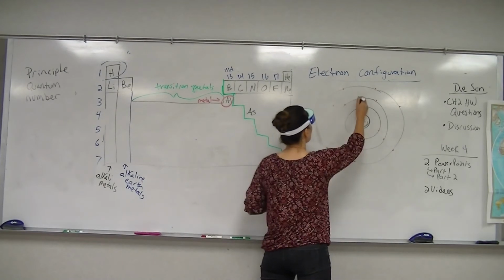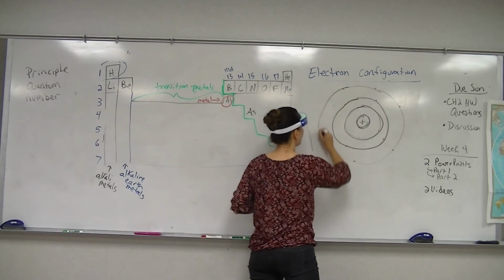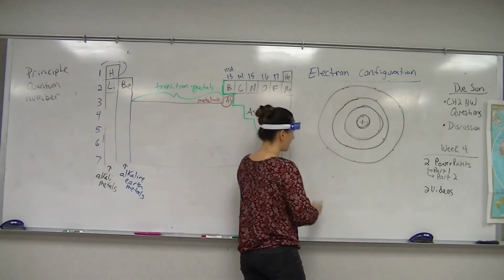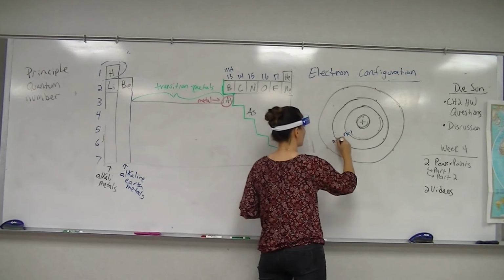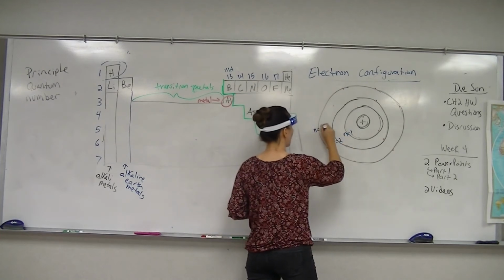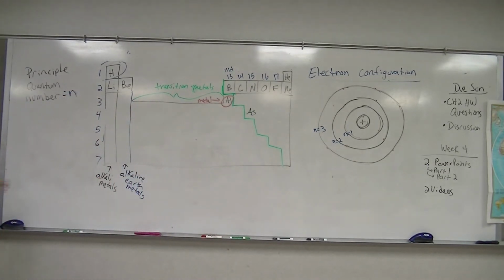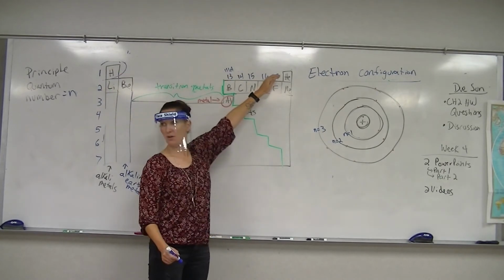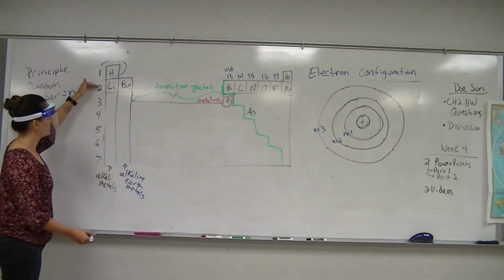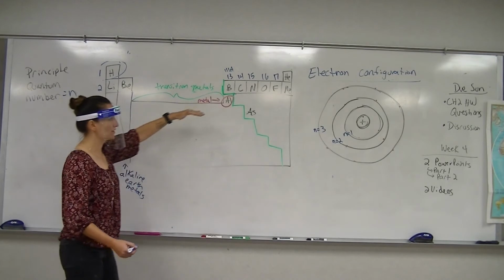So these orbits, these circles that I have where the electrons are on, these are the principal quantum numbers. What I mean by that is this first circle would be n equal to 1. The second circle would be n equal to 2. The third would be n equal to 3. So n is the symbol for principal quantum number. If I say n equal to 1, I'm talking about an electron in the first row. If I say n equal to 2, I'm talking about an electron in the second row. N equal to 3, so on and so forth.